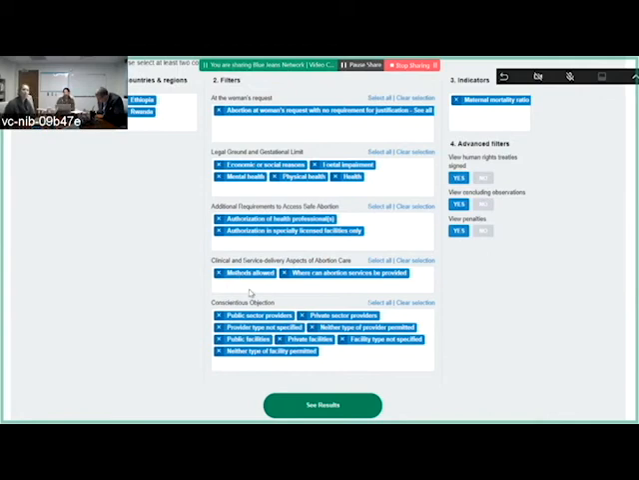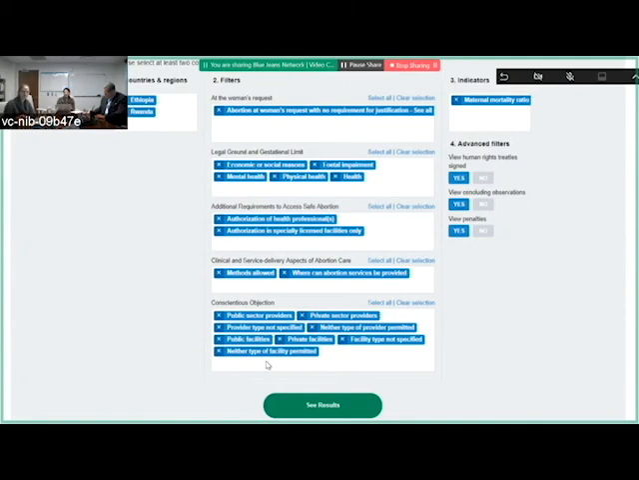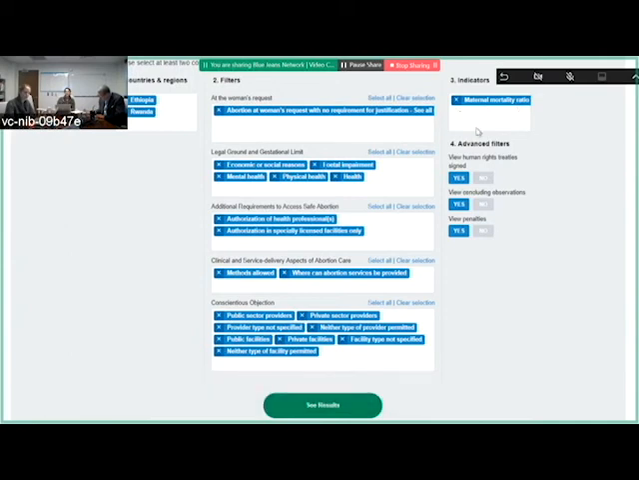And then for service delivery, I used methods allowed and where can abortion services be provided. And the last one, I looked at conscientious objection. So public sector providers, private sector providers, public facilities, private facilities, and the rest. Also, I said, please include maternal mortality ratios for these two countries. That's number 3. Number 4 is advanced filters.